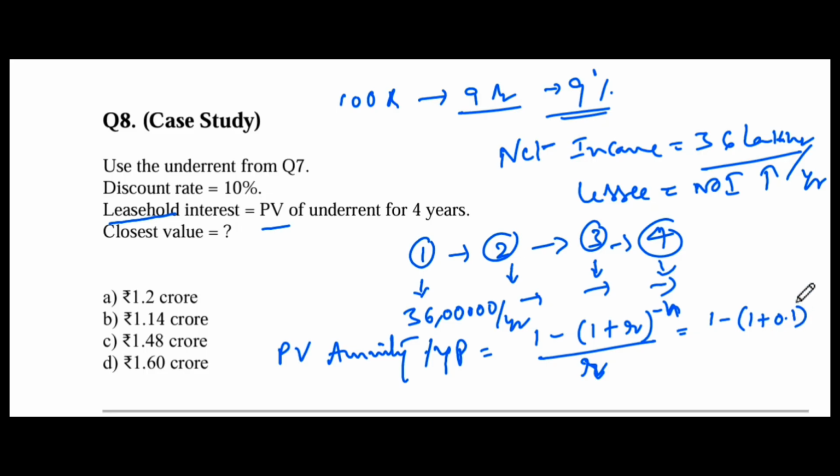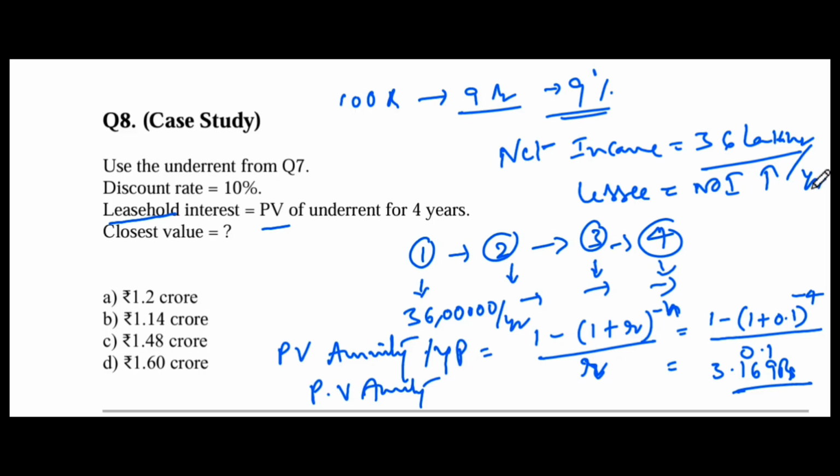0.1 to the power minus 4, divided by 0.1. This value will be how much? After the calculation, we'll get the value of 3.169 rupees. So what is this 3.169 rupees? This is the present value of the property, PV annuity.